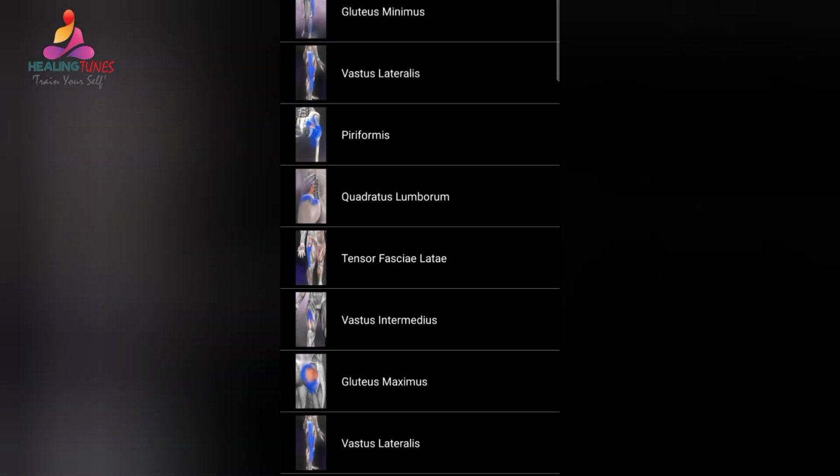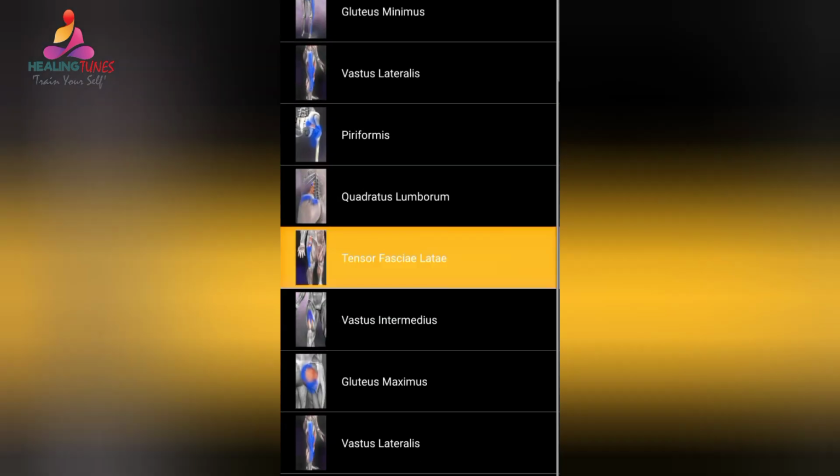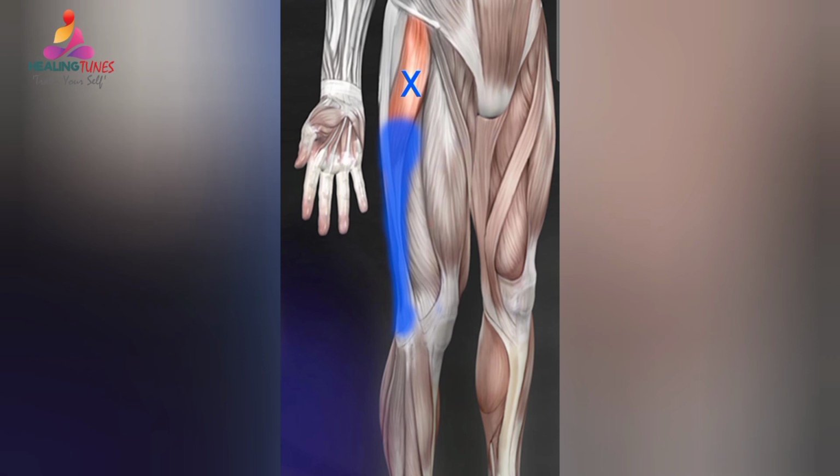Next muscle is the tensor fasciae latae. Pain down the lateral aspect of the leg, concentrating over the greater trochanter. Trigger points in this muscle can mimic trochanteric bursitis.